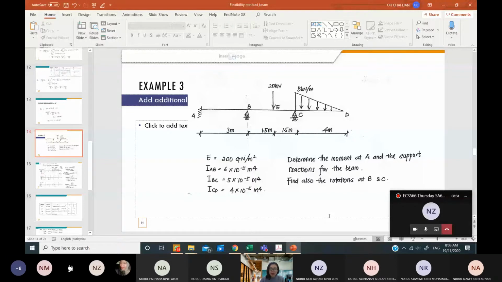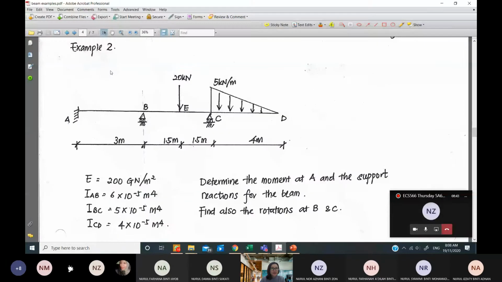Please prepare your handout. You can obtain it from UFuture, the 7-page file named beam examples, and we are going to look at these examples of overhanging beams. This is a question I placed in a PPT file. It is the same question.